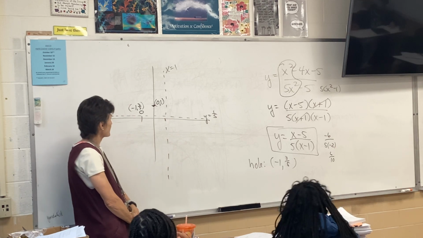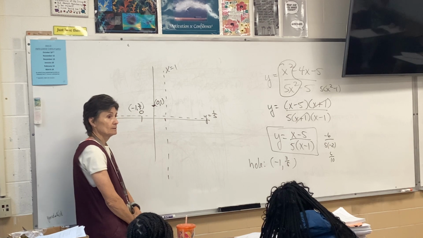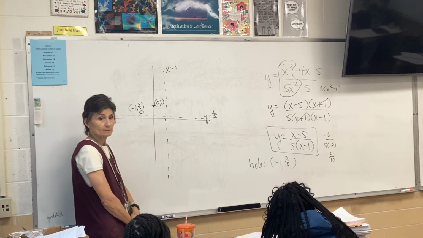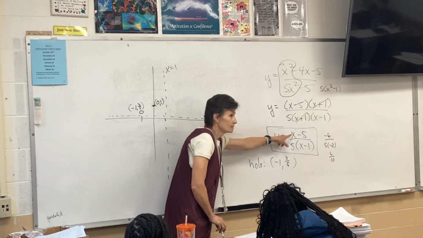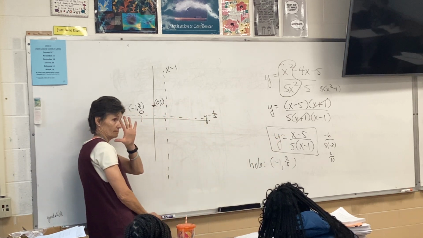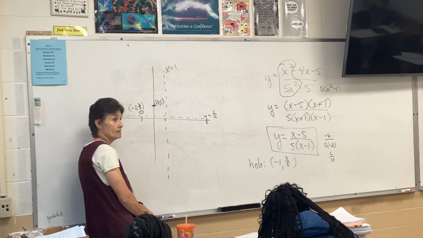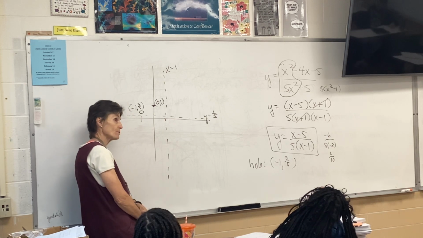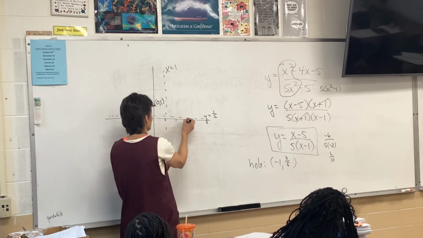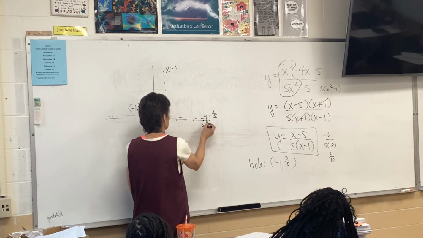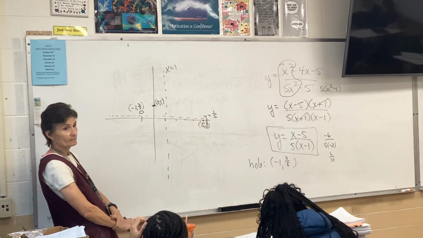And what am I missing? Oh, x-intercept. Do I have an x-intercept? I do. Where is it? 5? How do I get an x-intercept? It's what makes the numerator 0. That makes the fraction 0. So if I put in 5, I get 0. That's an x-intercept. It's called a 0 of the function.